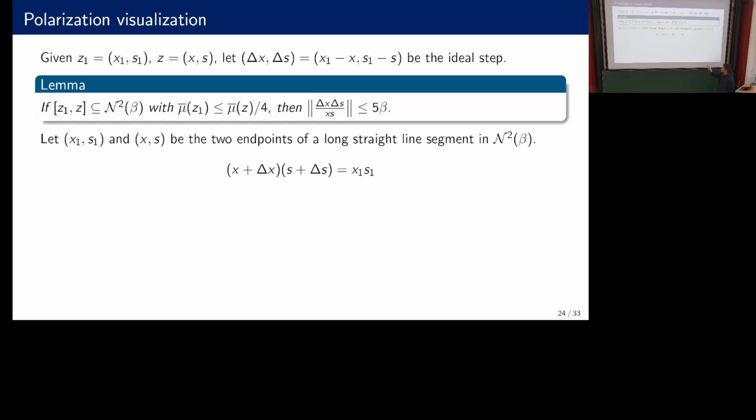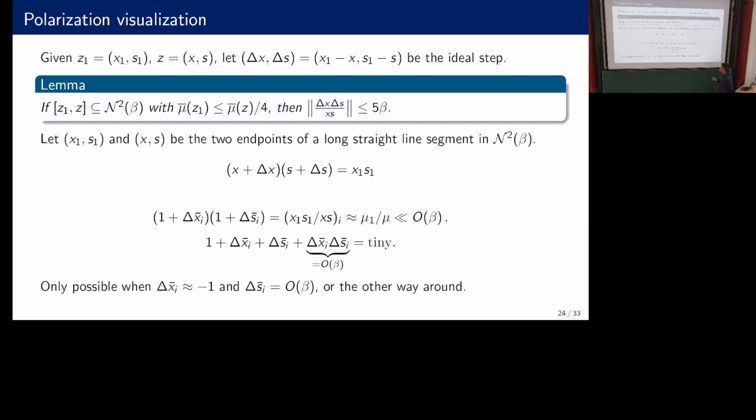Okay, so now we can write down the equation of going directly to the endpoint. By construction, the Hadamard product of x plus delta x times s plus delta s is equal to x1 s1. And then I can divide both sides by x and s and consider each coordinate. So now the right hand side is 1 plus delta xi plus delta si plus the second order term, which by the lemma is order beta. This is approximately equal to mu1 over mu, because the endpoint is in the L2 neighborhood, so it is close to the central path.